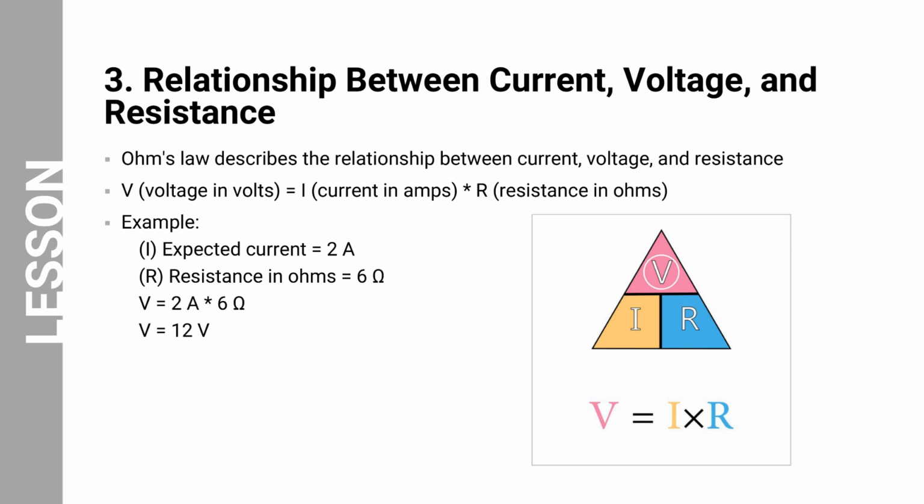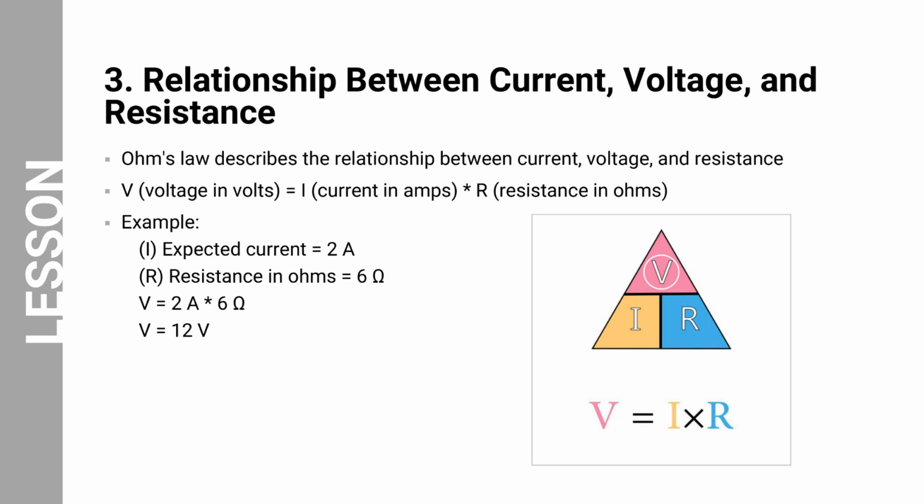The relationship between voltage, current, and resistance in an electrical circuit is governed by Ohm's law, expressed by the formula V equals I times R. This law essentially states that the voltage across a conductor is directly proportional to the current flowing through it and inversely proportional to the resistance it offers.